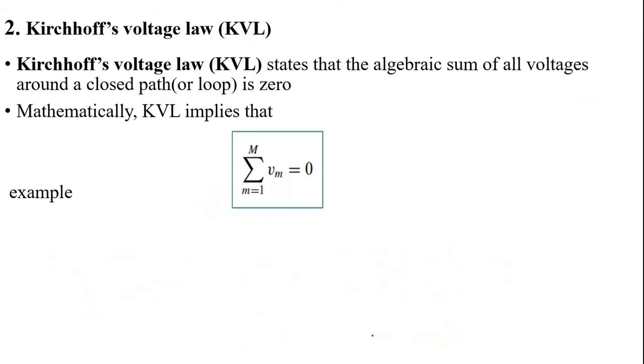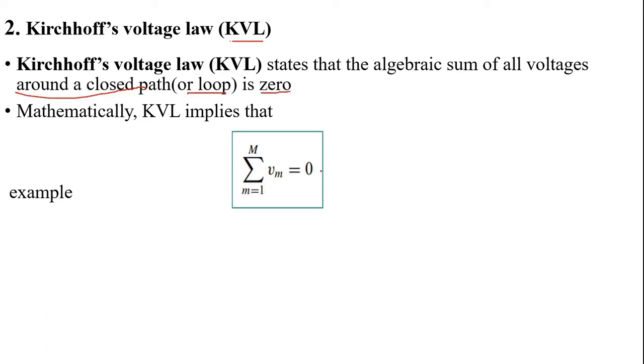Here is the second law formulated by Kirchhoff, that is Kirchhoff's voltage law, KVL. It states that the algebraic sum of all voltages around a closed loop is 0. Mathematically this implies that the summation of voltages across a closed loop, V_m, where m starts from 1 up to M, equals 0.